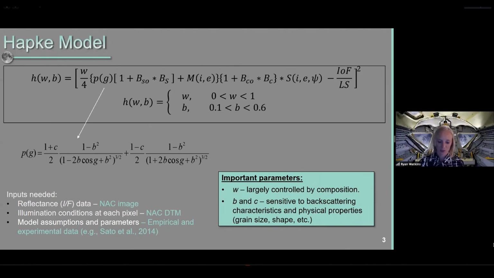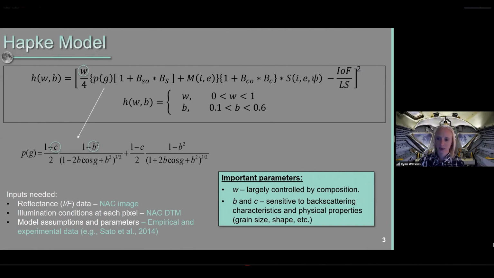So really all you need to know here is that there are a few key parameters that we're interested in. Here's the single scattering albedo up here. This is largely dependent on composition. And then the B and C parameters, which are sensitive to backscattering characteristics and are really just controlled by physical properties like grain size, grain shape, glass content, and things like that.